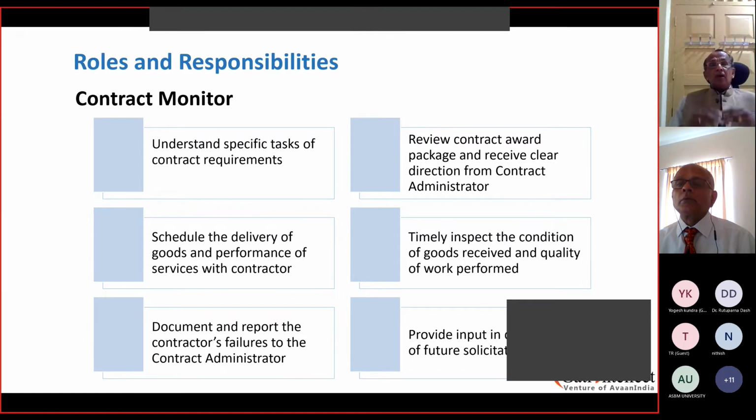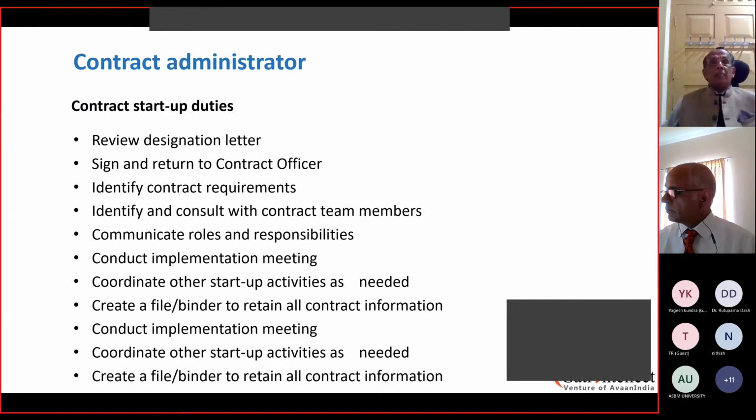So here you can see, after having seen the contract administrator as well as the contract monitor, how well these things are set up and organized. Now, before we start a contract, what are the things which have to be set up? What are the duties? Review designation letters, sign and return to the contract officer, identify contract requirements. When it comes to contract requirements, these things have to be given in black and white in detail, and there have to be meetings wherein these things are clarified.